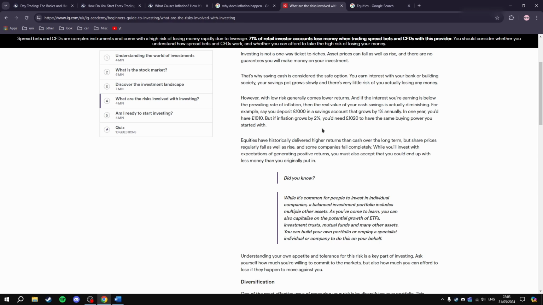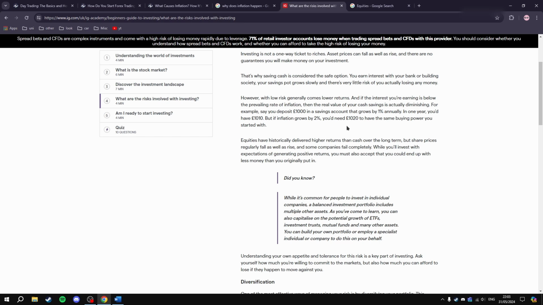However, with low risk generally comes low returns, and if the interest you're earning is below the prevailing rate of inflation, then the real value of your cash savings is actually diminishing. For example, say you deposit £1,000 in a savings account that grows by 1% annually. In 1 year you'd have £1,010, but if inflation grows by 2%, you would need £1,020 to have the same buying power you started with.